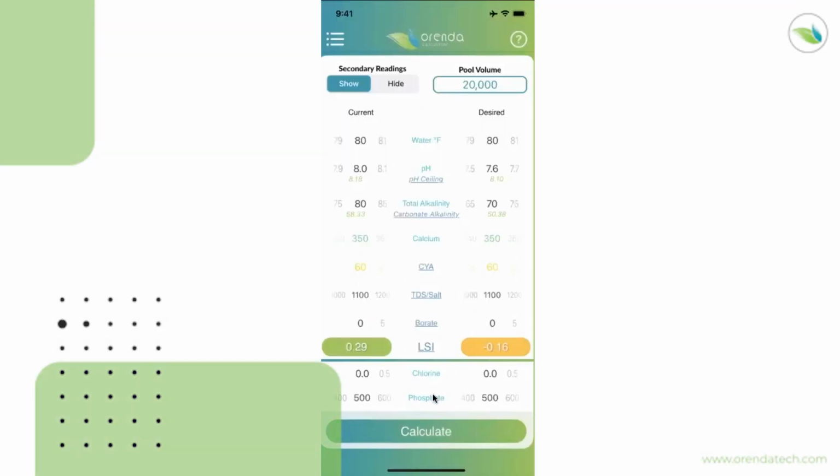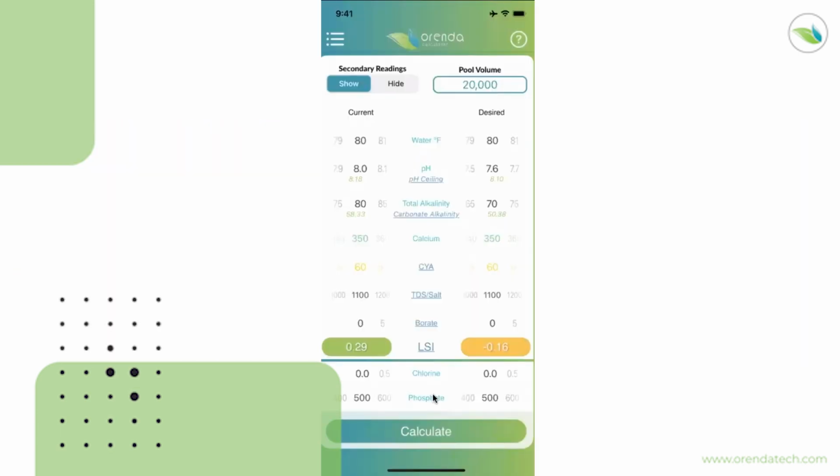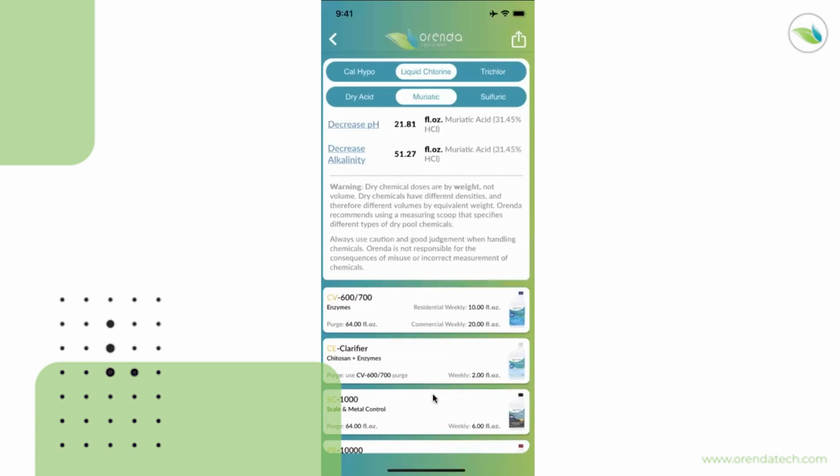Now, a few things to note here. I'm going to make a correction. I'm going to lower the pH and the alkalinity. It is just a computer. It's only going to tell you the difference between left and right. I'm dropping the pH from 8.0 to 7.6, and I'm going from 80 down to 70 alkalinity in this example. So when I push calculate for 20,000 gallons, I get 2 muriatic acid doses.